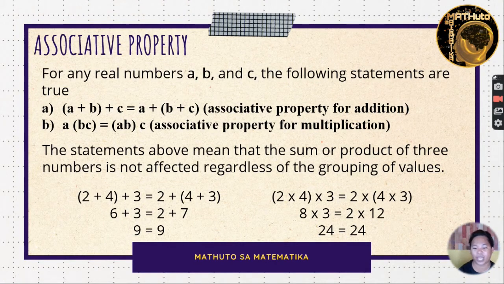For multiplication, we group 2 and 4 and find its product, which is 8. Multiplied to 3, the product is 24. In another way po, if we're going to group 4 and 3, the product is 12. Multiplied by 2, the product is also 24, which is the same po ng nasa left side po natin. So, yun po yung ating associative product, regardless of grouping of values.